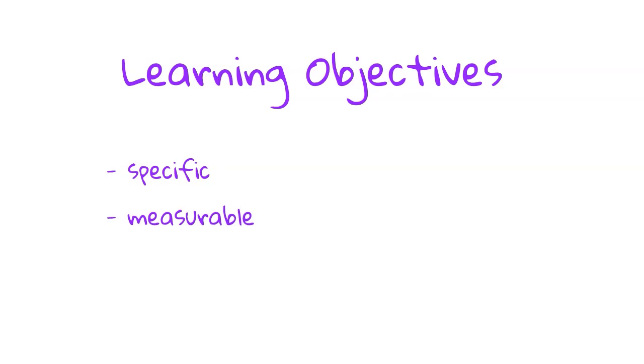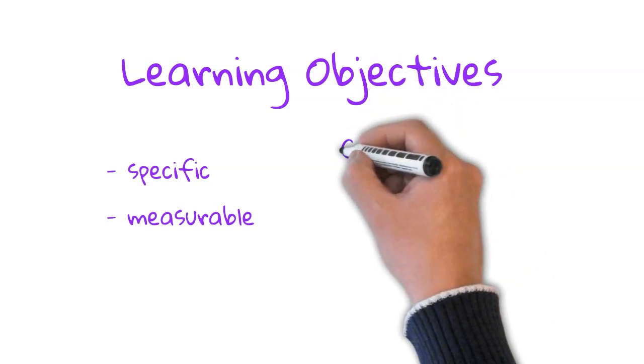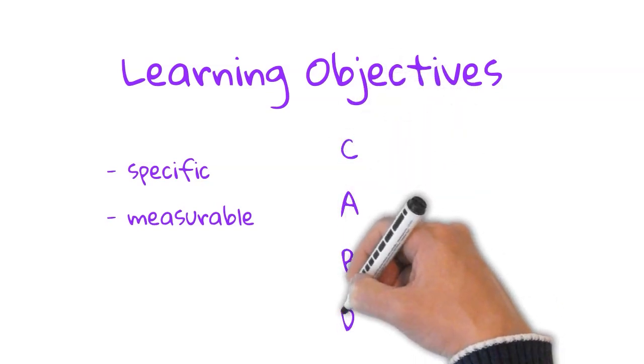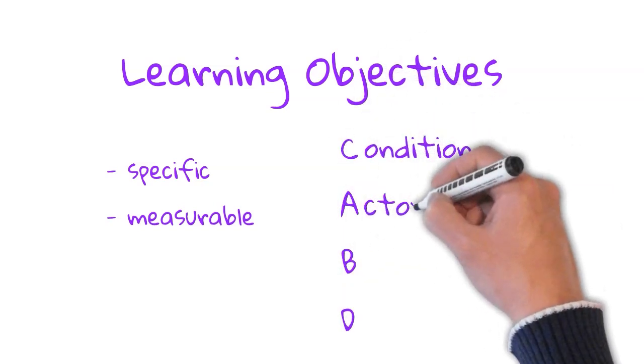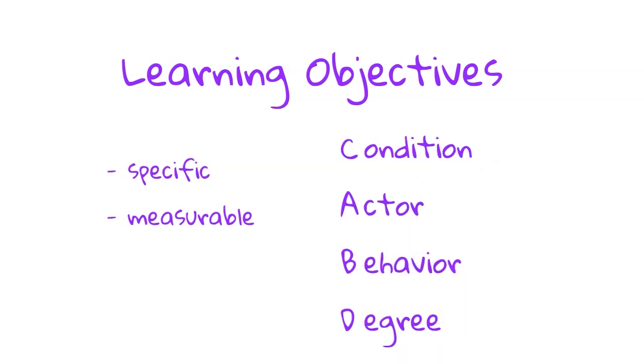One helpful method for structuring your learning objectives follows the CABD format, listing the condition, actor, behavior, and degree. Learning objectives can fall into a few different domains, which should influence the selection of teaching methods. Let's look at some examples of learning objectives from different domains within an Advanced Education in General Dentistry 12-month program.